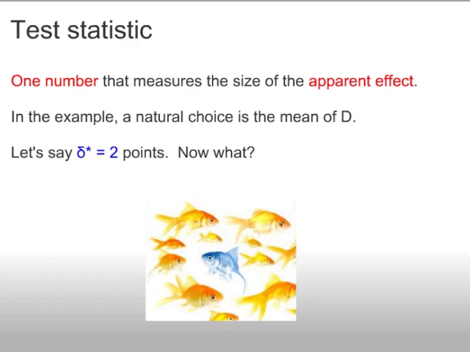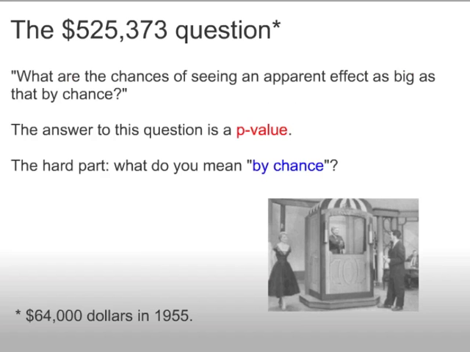So what we have right now is for each student we have a capital D. That is how much the test score changed for that student. Natural thing to do would just be to take the mean of that. So what that would say is that the mean change is, let's say, 2 points. So if on the first exam the average score was 36 out of 50, and on the second exam the average was 38 out of 50, you've seen a difference of 2 points. And the question now is whether that apparent effect is statistically significant. And that's what I'm going to call the $525,000 question. It used to be the $64,000 question, but I had to convert it into $2011.